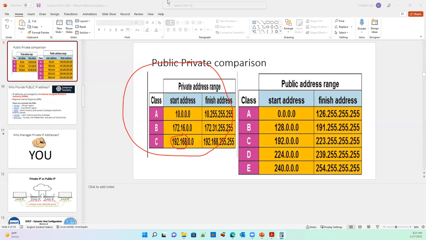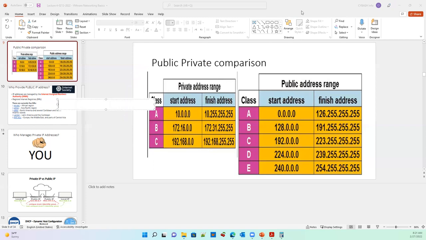Two fifty-five multiplied by two fifty-five is 65,025 addresses, so about 65,000 addresses by default. If you use Class C as your internal IP structure, 65,000 computers can communicate in your network. So who gives you an IP address?